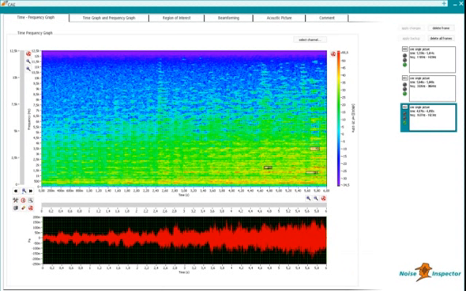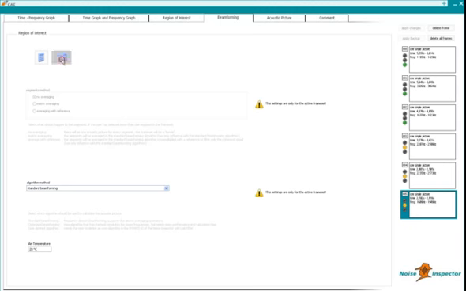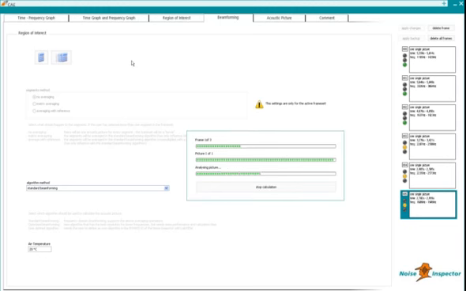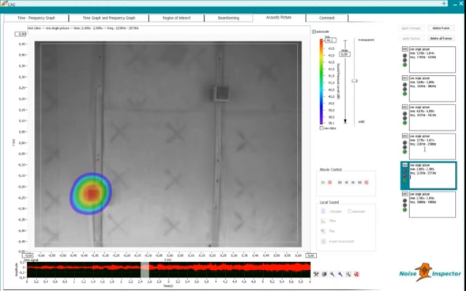For example, this tiny spot, or this one, or that one. And go to beamforming, calculate all of these 3 new spots, and see what happens with the results. Acoustic picture. That's only the left one, and the left one is stronger again.